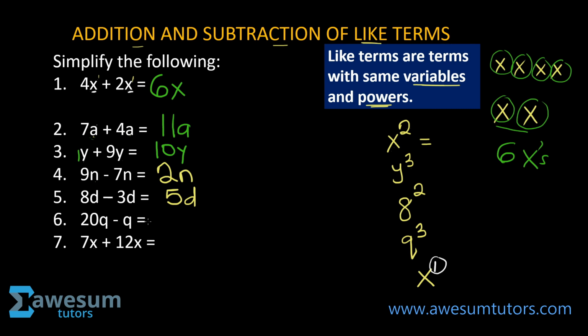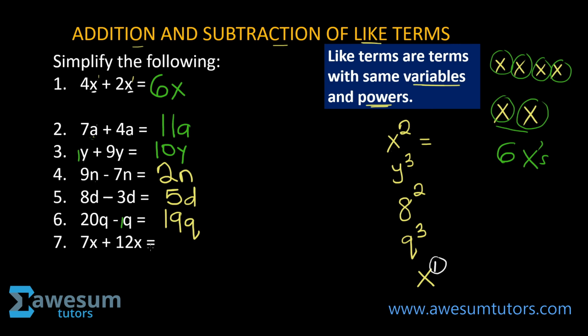All right, I believe you have tried that. Let's see if you're able to get the right answer. Number 6 says 20q minus q. We know that if you write just a q right here, there is an invisible 1, which is 1q. So if you do 20q minus 1q, you're going to be left with 19q. That means my final answer is 19q.